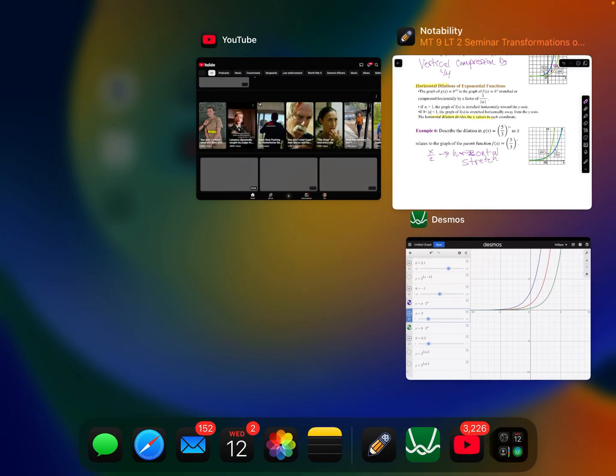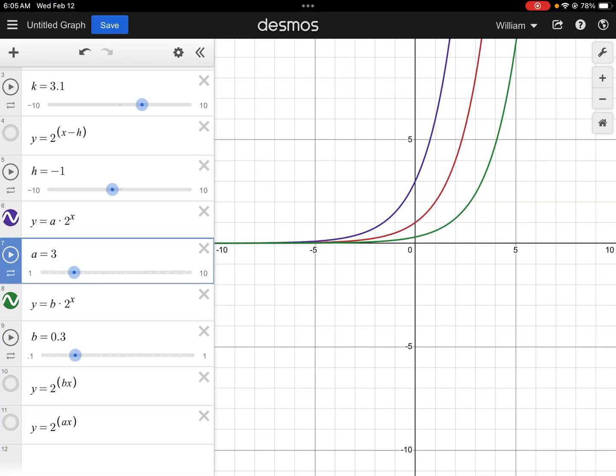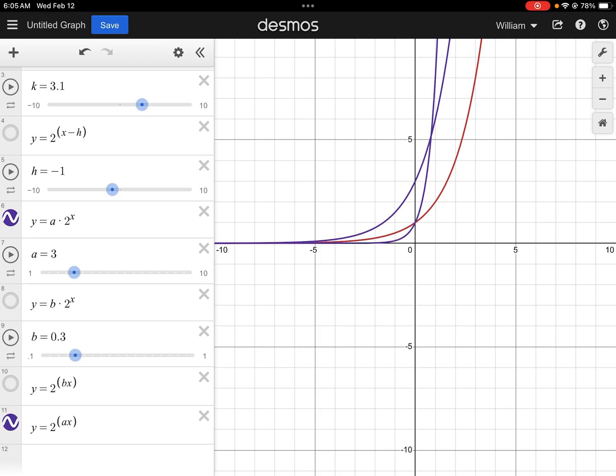So we take a look at this on decimals. Might be easy to see on decimals. So if I'm going to multiply by, let's do this one, a to the x power. And then let's play my a value. So what's happening here is I'm stretching it horizontally as my numbers go by less than 1.